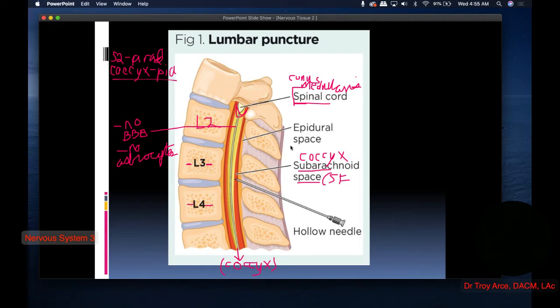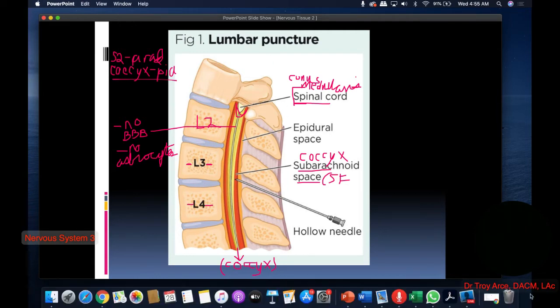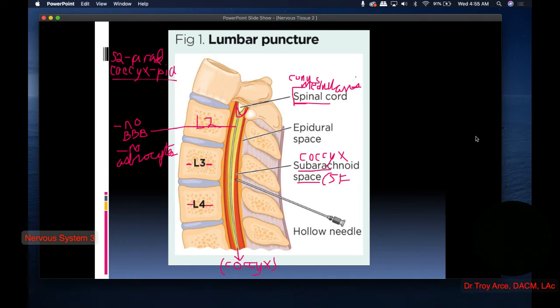And so here's a picture of a lumbar puncture. As you can see, the spinal cord ends around the L2 level. So whenever they do lumbar punctures, to avoid hitting the spinal cord, they do a safety factor. They go down 2 spaces.